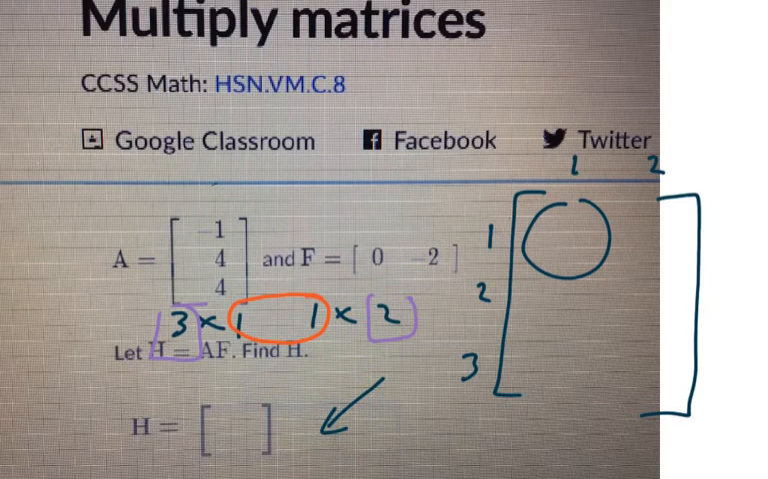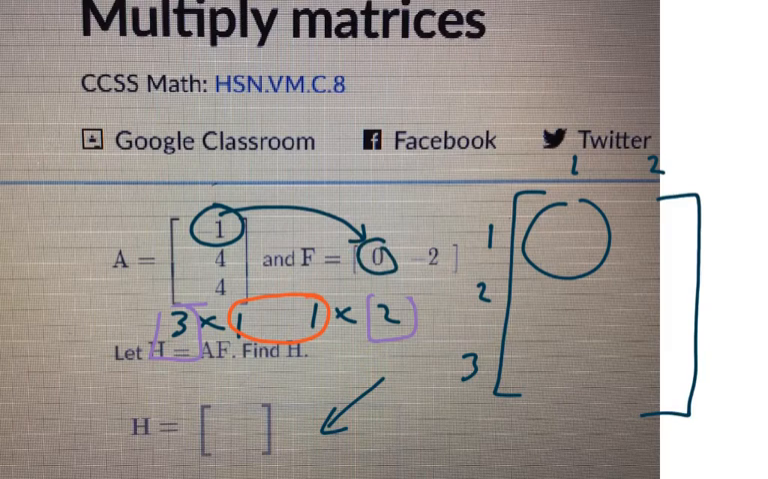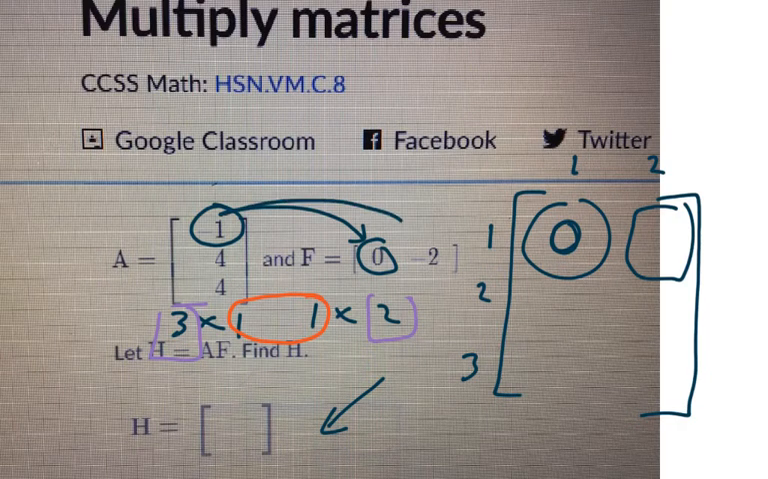So what goes in slot 1, 1 is simply this. Watch this, guys. I'm going to take the first number in matrix A and multiply it with the first number in matrix F. Now, what's negative 1 times 0? 0. Let's see what goes in this slot here. I'm going to take the first number in A times the second number in F, negative 2. What's negative 1 times negative 2? Positive 2.